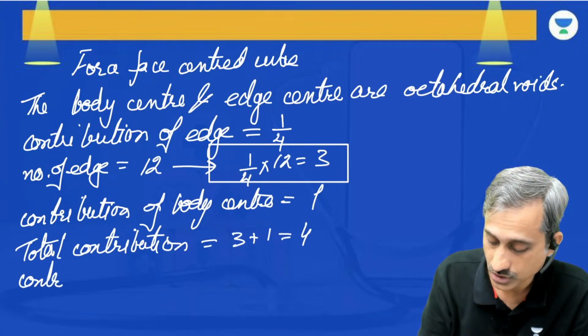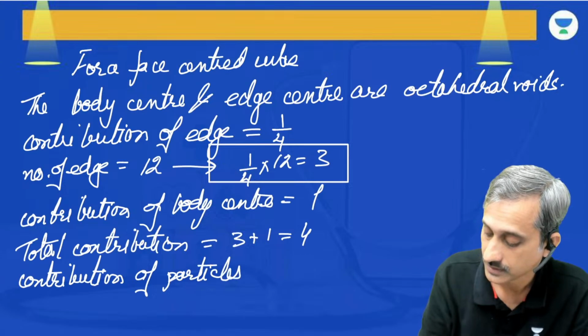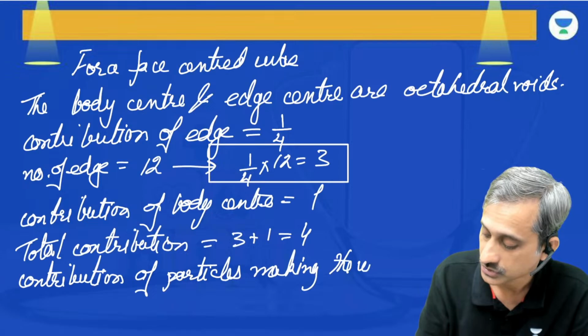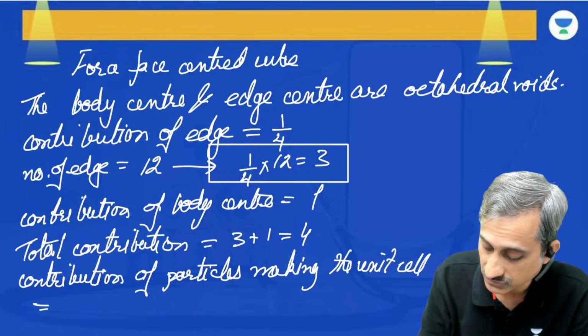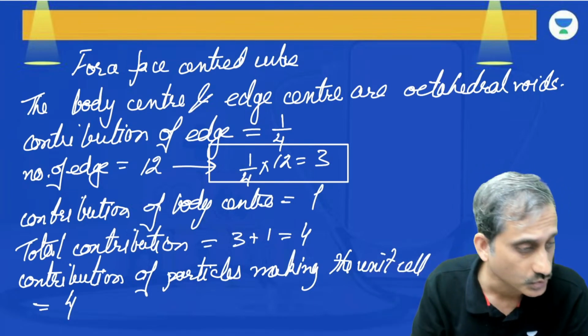Now, the contribution of particles making the unit cell is also equal to 4. Face-centered cubic arrangement. The contribution of the particles is 4.